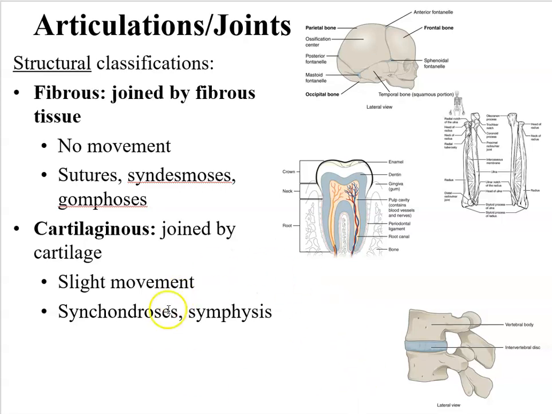A symphysis is also cartilaginous, but fibrocartilage is found within it. Pubic symphysis, holding the 2 pubic bones of the coxal bones together in the pelvic girdle, or the fibrocartilaginous pads that make up the intervertebral discs, would also be considered this type of joint.